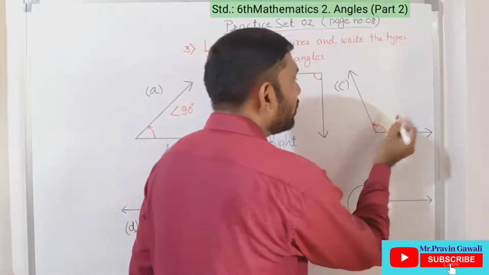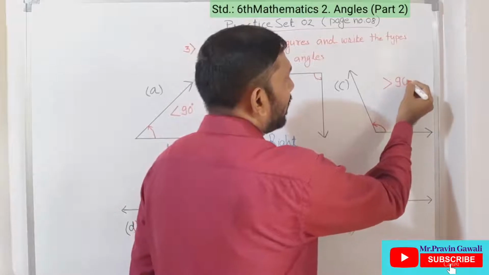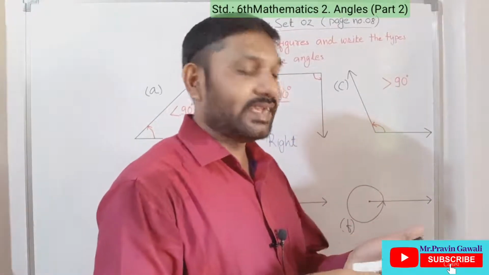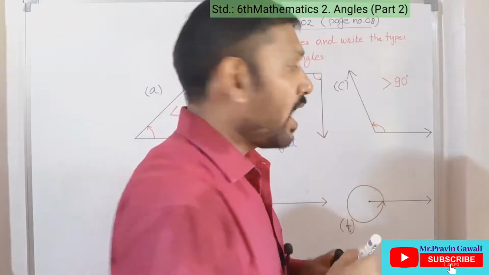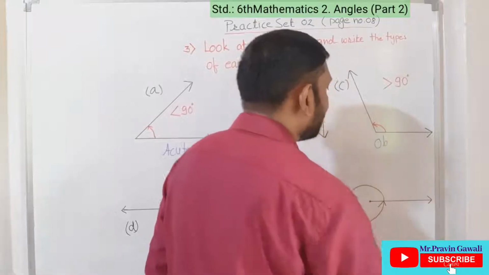It is more than what? 90 degrees. And the angle which forms more than 90 degree is called as what? Obtuse angle. Yes, student, do not forget to type your answer in the comment box.